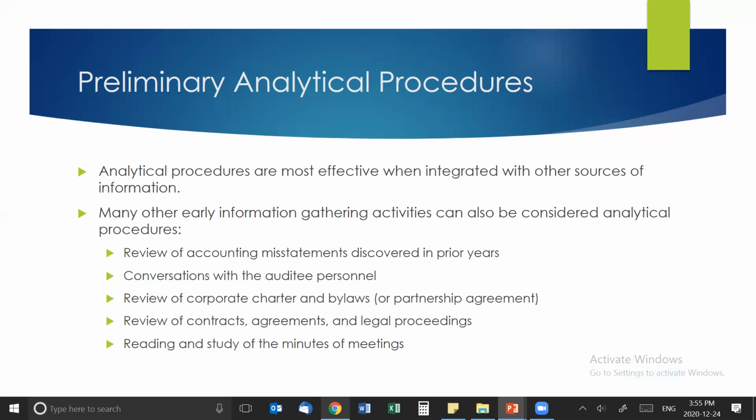Like I was saying, analytical procedures are most effective when they're integrated with other sources of information. So you do your analytical procedures, you find a variance, and then you go and ask the questions of why there's a variance, and whatever answer you're getting from management, you then corroborate that information by finding the evidence.